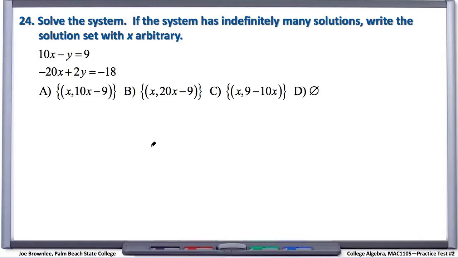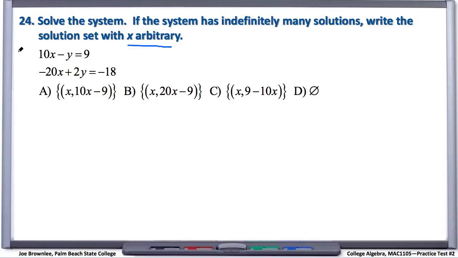Number 24, solve the system. If the system has infinitely many solutions, write the solution set with x arbitrary. And all this means is that if we're able to find a solution to the system, we're going to write the ordered pair solution in such a way that we can choose any x value and find the corresponding y value to that x, because the y portion of the ordered pair will be an expression. And that'll make more sense at the end if our answer happens to be A, B, or C. All right, so let's take a look.